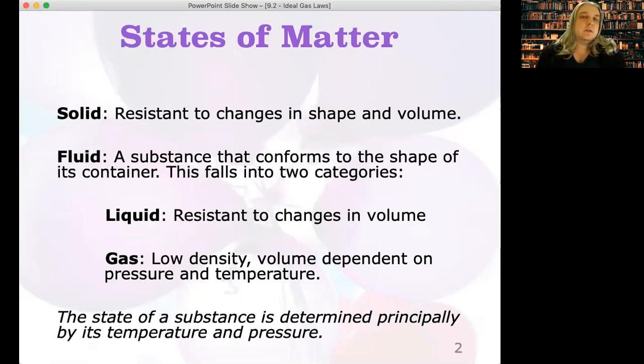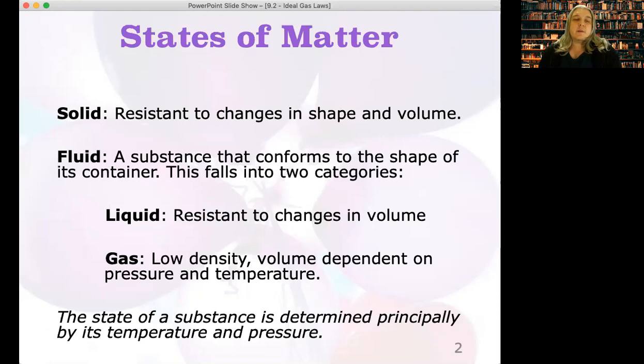States of matter. We're familiar with all of these. This should just be revision for everyone, hopefully. Solid, its shape and its volume is defined. It is a solid thing. And then fluid covers the other 2, liquids and gases. Liquids will stay the same volume, but will take the shape of their container, whereas gases will change shape and volume to fill whatever container they're placed in.